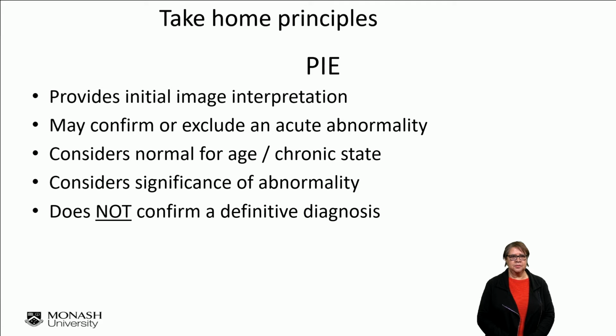The take-home principles for the preliminary image evaluation. Hopefully, this will provide you a way of interpreting your images. Remember, when you interpret the images, you may confirm or exclude an acute abnormality. But if you see an abnormality, do consider whether it's normal for age, for example, when it's a pediatric patient, and then also consider the significance of that abnormality. As this is a preliminary image evaluation, it does not confirm a definitive diagnosis. So you still need to seek the radiologist to provide you with a definitive report.